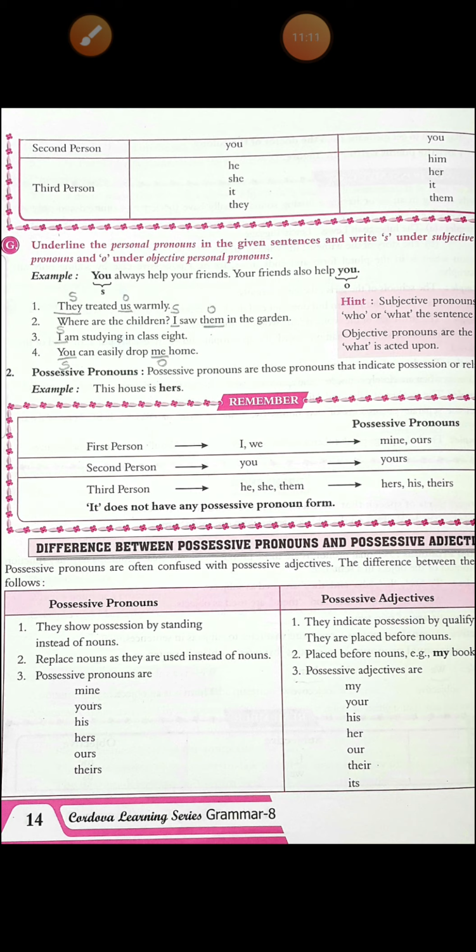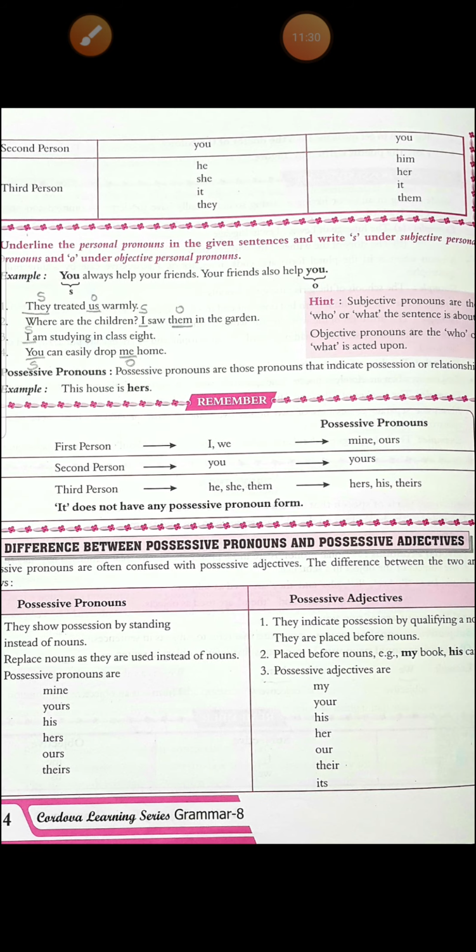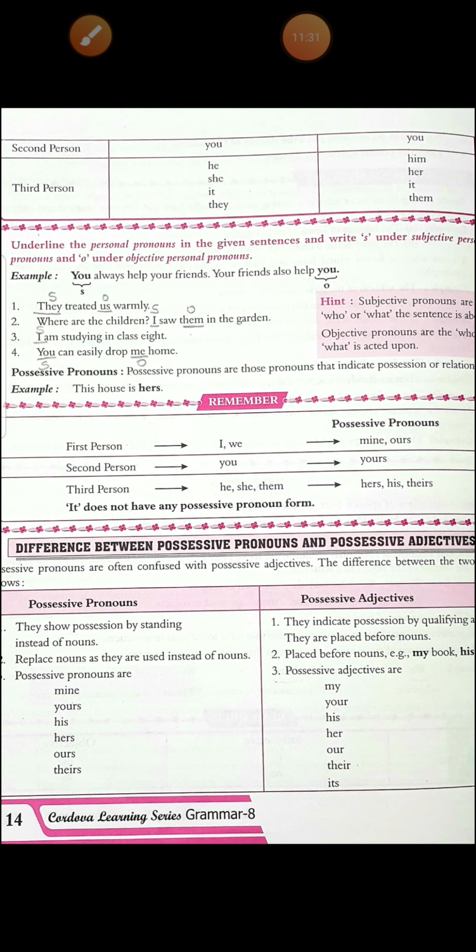Them is objective pronoun. Then third one, I am studying in class 8th. Here I is subjective pronoun. Fourth, you can easily drop me home. So you and me are pronouns. You is subject, me is object. I hope this much is clear here.